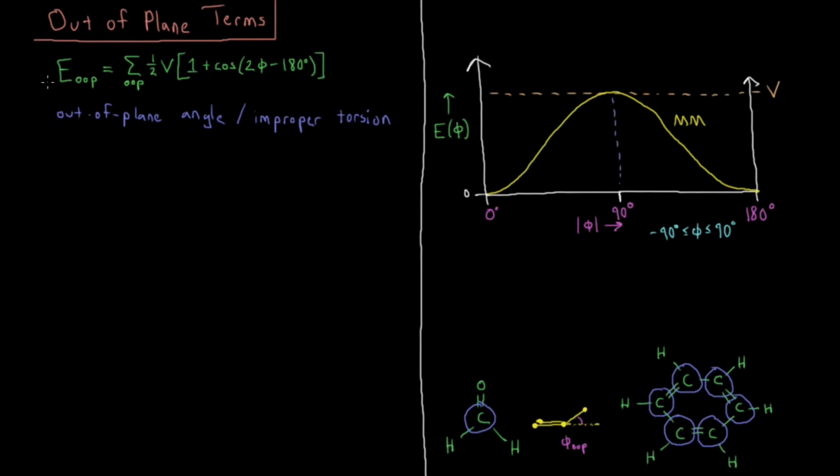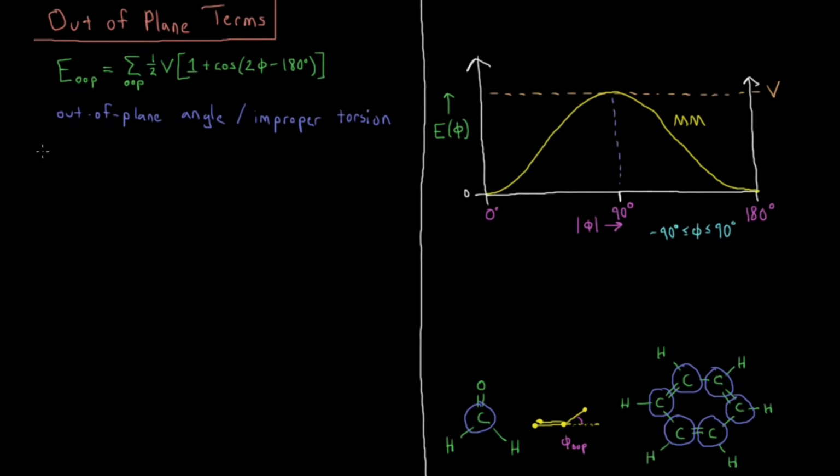This would be an out-of-plane term, sometimes lumped in with the torsion terms, as they're calling it, an improper torsion. So this would be a sum over all the out-of-plane angles that you've got of 1/2 of a parameter V, same thing as from the torsion terms, times 1 plus cosine 2 phi, the out-of-plane angle, minus 180 degrees. You'll notice here that the sum from 1 to 6 is gone, n is only 2 in this case, and we don't have gamma. Gamma is always 180 degrees for the offset. Okay, so what's going on here?